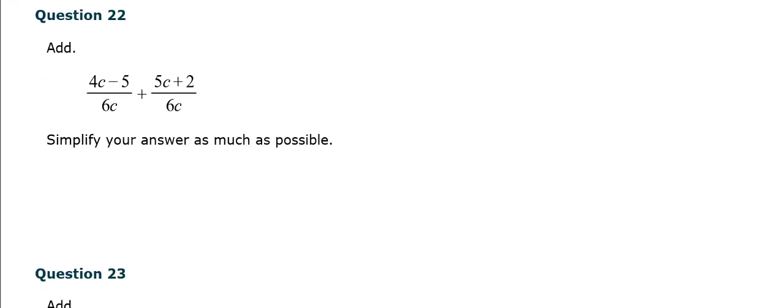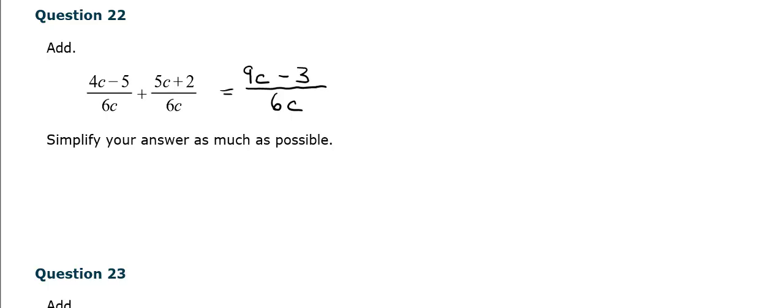Next one. Here we have 4c minus 5 over 6c plus 5c plus 2 over 6c, and the directions again are to add. Well, we have our common denominator already as 6c, so that doesn't change. So now we're going to combine like terms in the numerator. 4c plus 5c is 9c, and negative 5 plus 2 is negative 3.